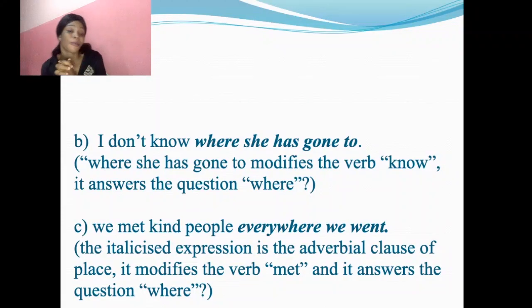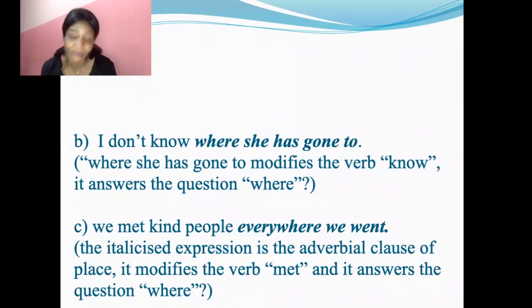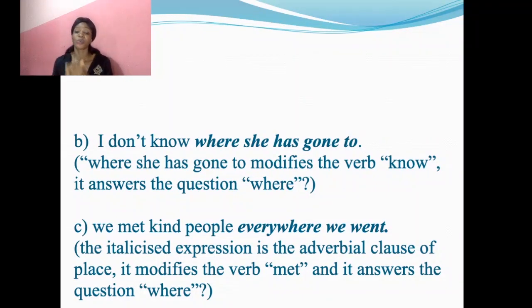Okay, example B says, I don't know where she has gone to. Now, where she has gone to actually modifies the verb know. As you can see, where she has gone to actually tells us about place. Example C says, we met kind people everywhere we went. Where did you meet kind people? Everywhere we went. So, it talks about place.